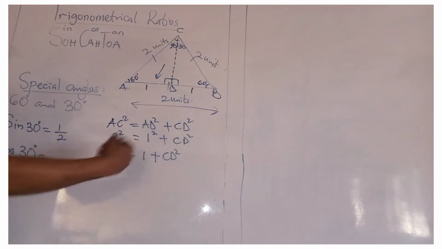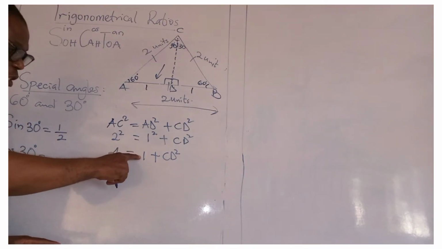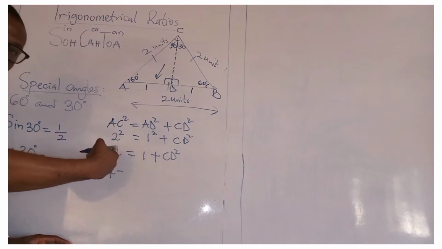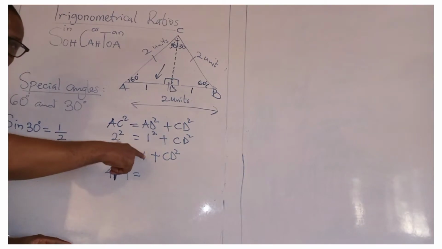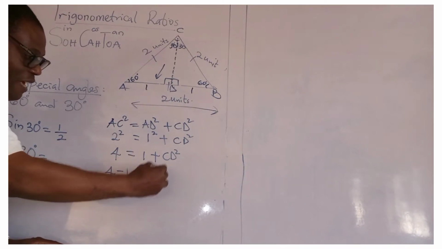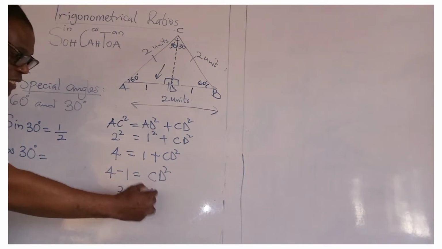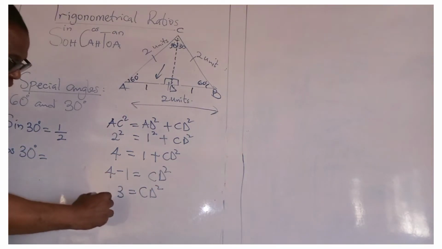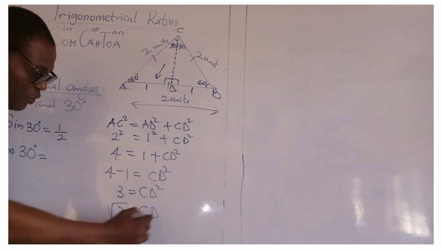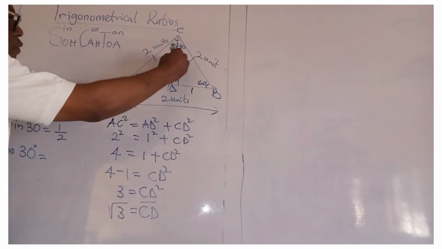So we can now manipulate this: keep CD squared and move the 1 to this side, so it becomes 4 minus 1. Once it goes over the equals sign, the sign changes. That is, subtract 1 from both sides. Subtracting 1 from both sides, 1 minus 1 gives me 0, so we have CD squared left. We now have 4 minus 1, which is 3, equals CD squared. Of course, if you remove the square, it becomes a square root on the other side. So square root of 3 equals CD. So the line CD is equal to the square root of 3.